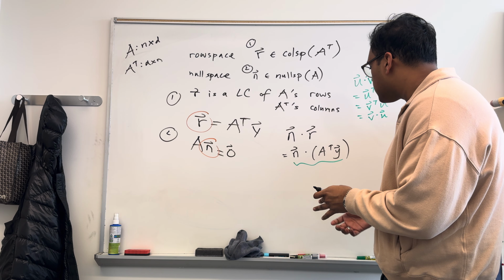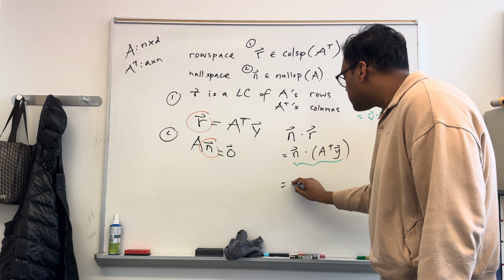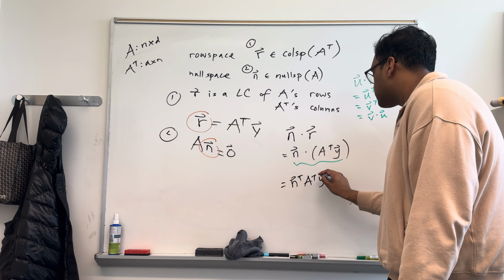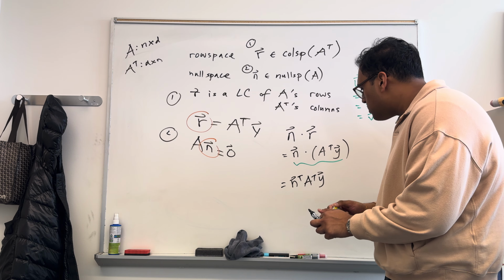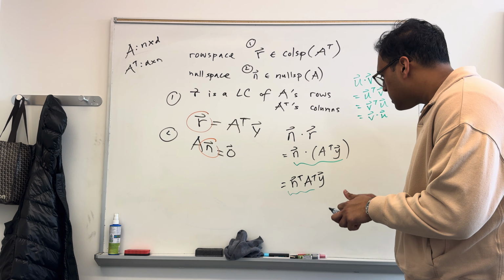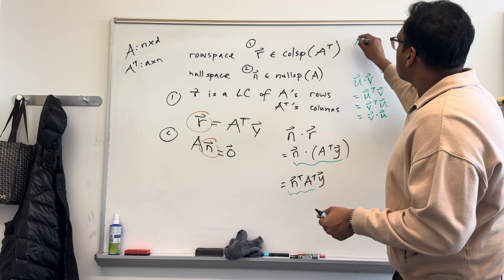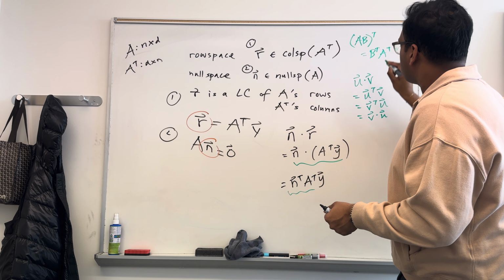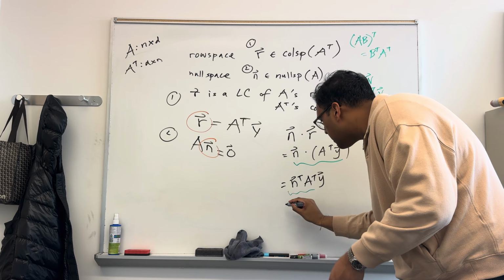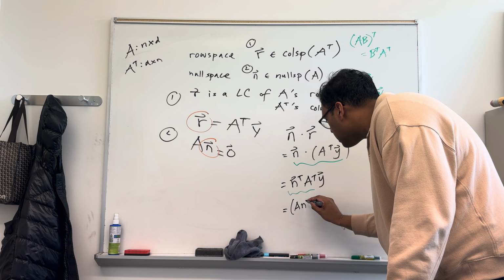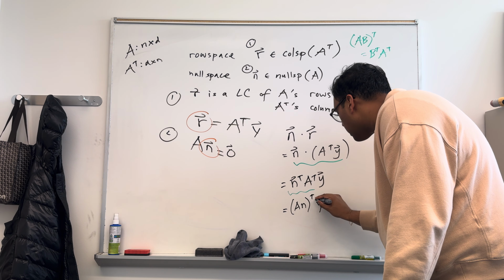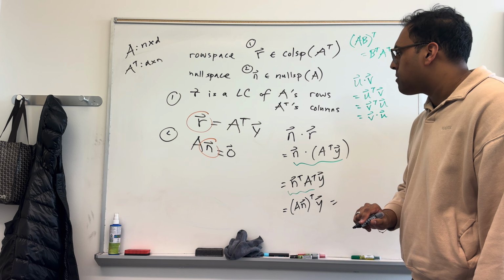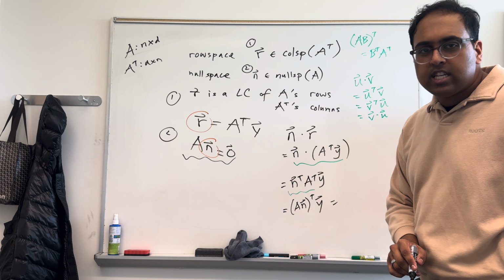How can I employ that here? Well, I can use it to turn this expression into n transpose A transpose y. Notice the dot has dropped now. Now what do I notice here? I notice that this looks a lot like using the rule that (AB) transpose is B transpose A transpose. This looks a lot like (An) transpose y. But fortunately, I already know something about n. I know that A times n is the 0 vector.